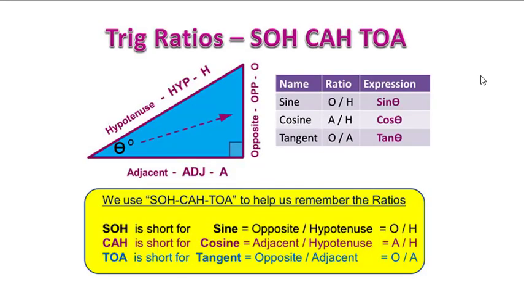Before we see the problems, let us again revise the trigonometric ratios that we have learned. The first three ratios are sin theta, cos theta and tan theta, where theta is an acute angle. Sin theta is opposite upon hypotenuse, cos theta is adjacent upon hypotenuse and tan theta is opposite upon adjacent. We can remember them with the abbreviation SOHCAHTOA, right?